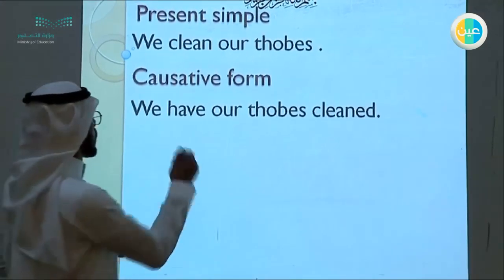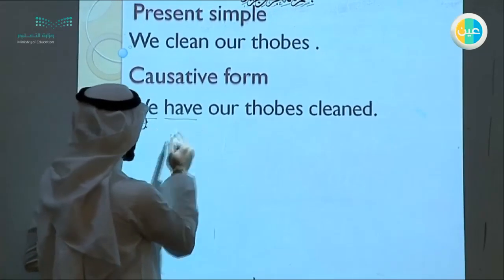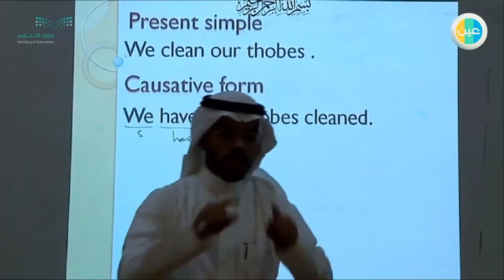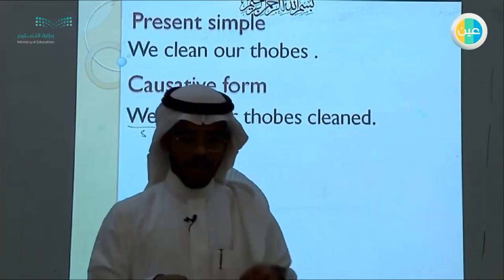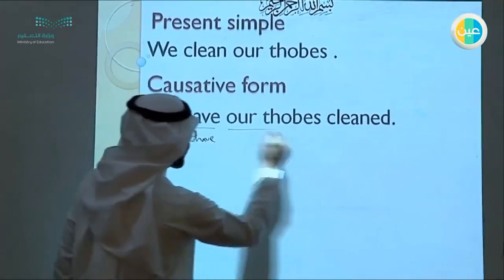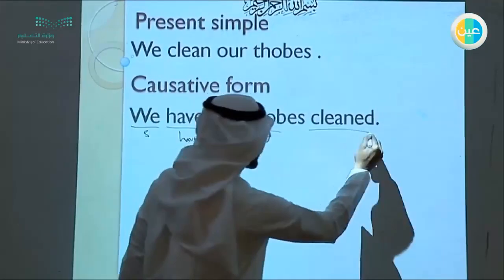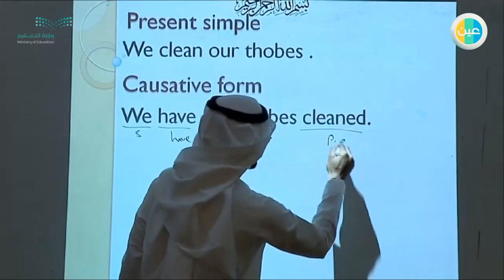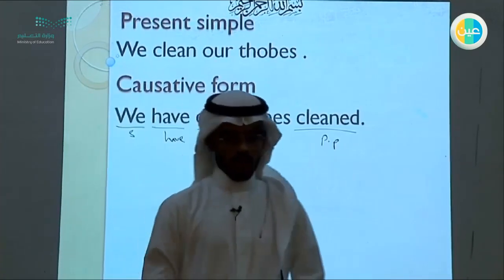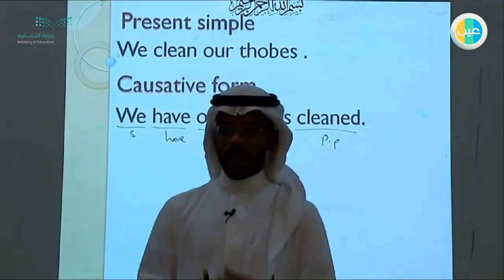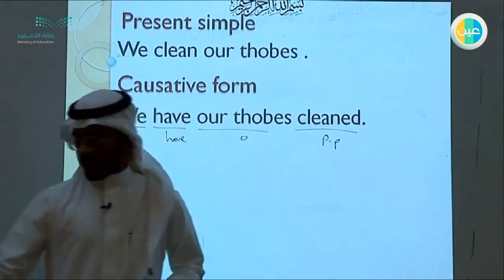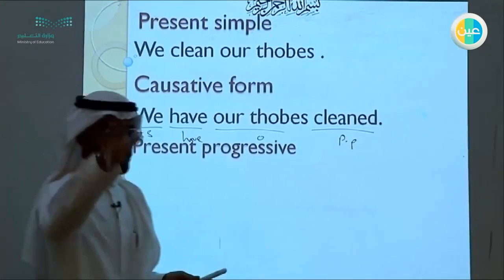We have. This is the subject and this is have. Why do we say have? We don't say had because this is present simple. We cannot use had in present simple. We have our thobes. This is the object. Cleaned. This is a regular verb, and for a regular verb we use it in past participle. We have our thobes cleaned. So someone did this, not I or we.